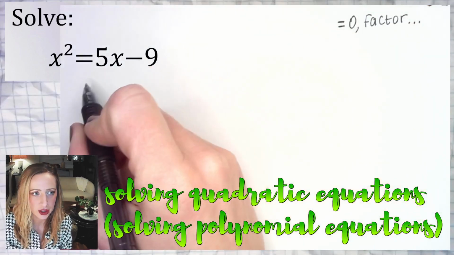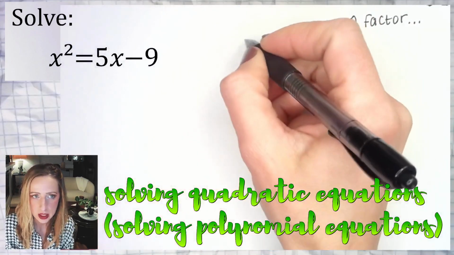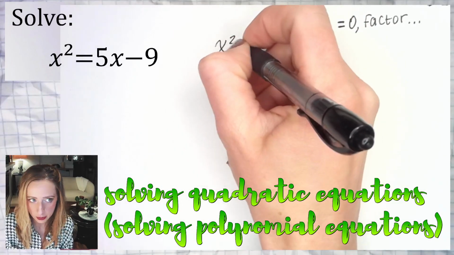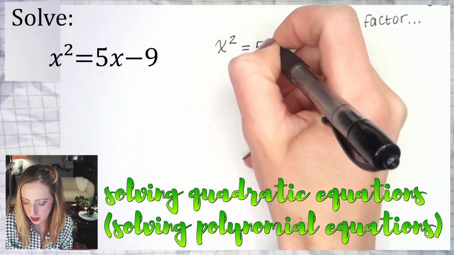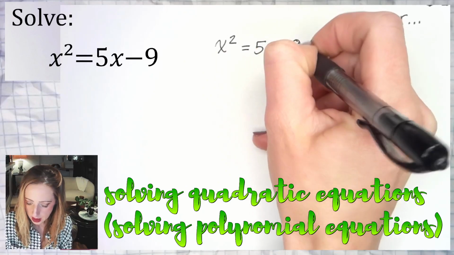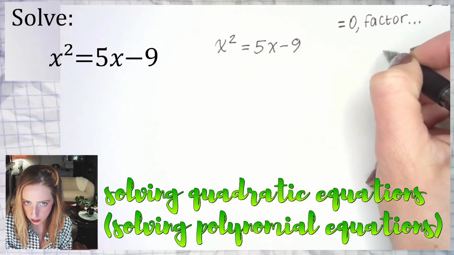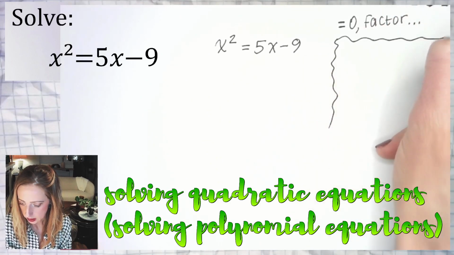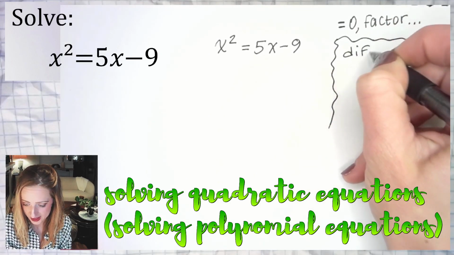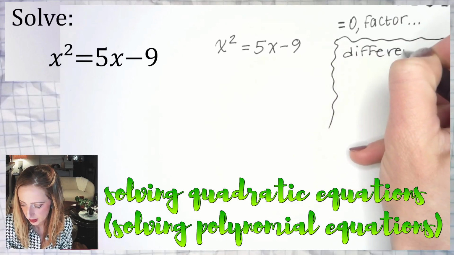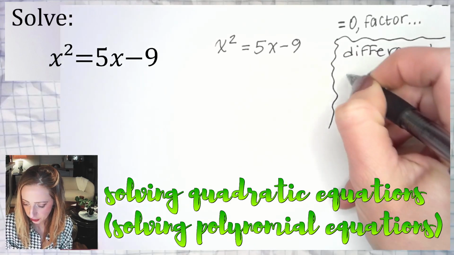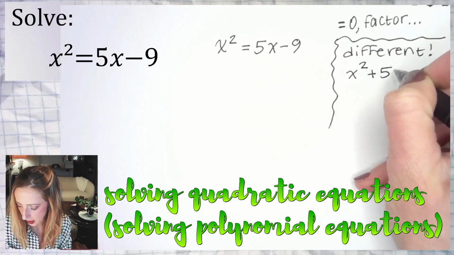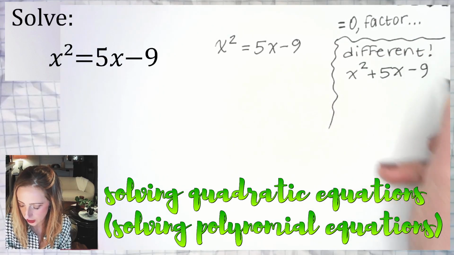So what we want to do first in a case like this is get the equation equal to 0. So I have right now x squared equals 5x minus 9. And a lot of the time, let's just do a little comparison over here, okay? We're going to call this different because it is not the same. The different thing I'm going to write down is, say you have x squared plus 5x minus 9 or something along those lines.